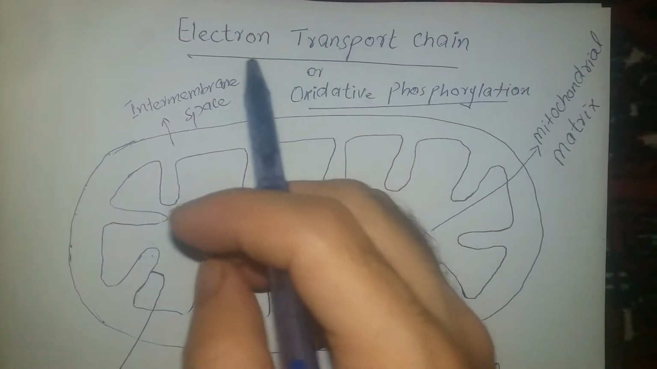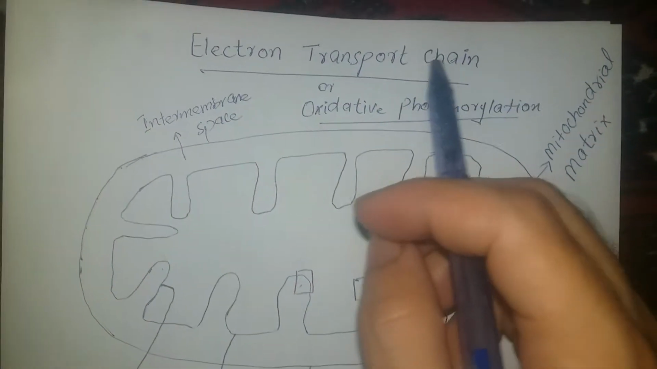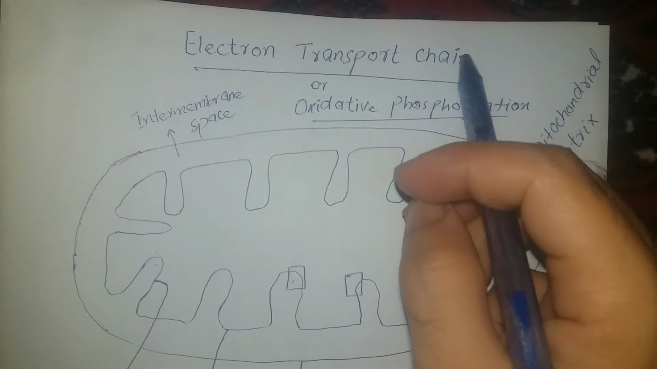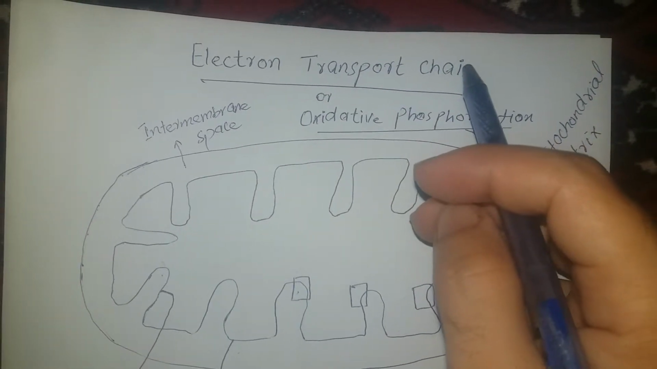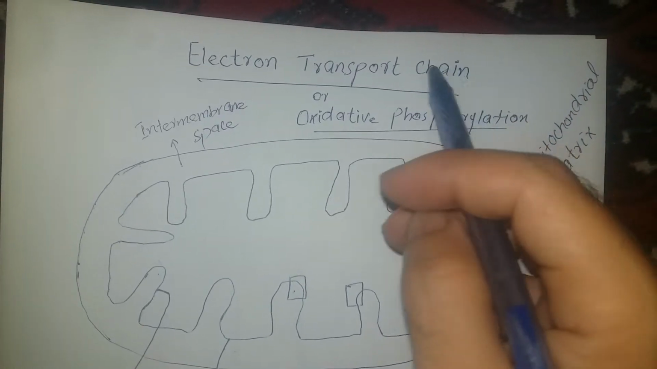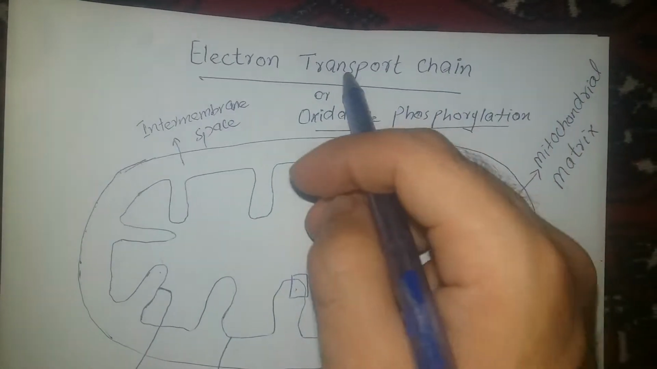Okay, friends, today our topic is electron transport chain. As the name indicates, it is a chain. It is a chain of what? It is a chain of proteins or enzymes, which are also called complexes. The function of that chain is for those enzymes or proteins to transport electrons.